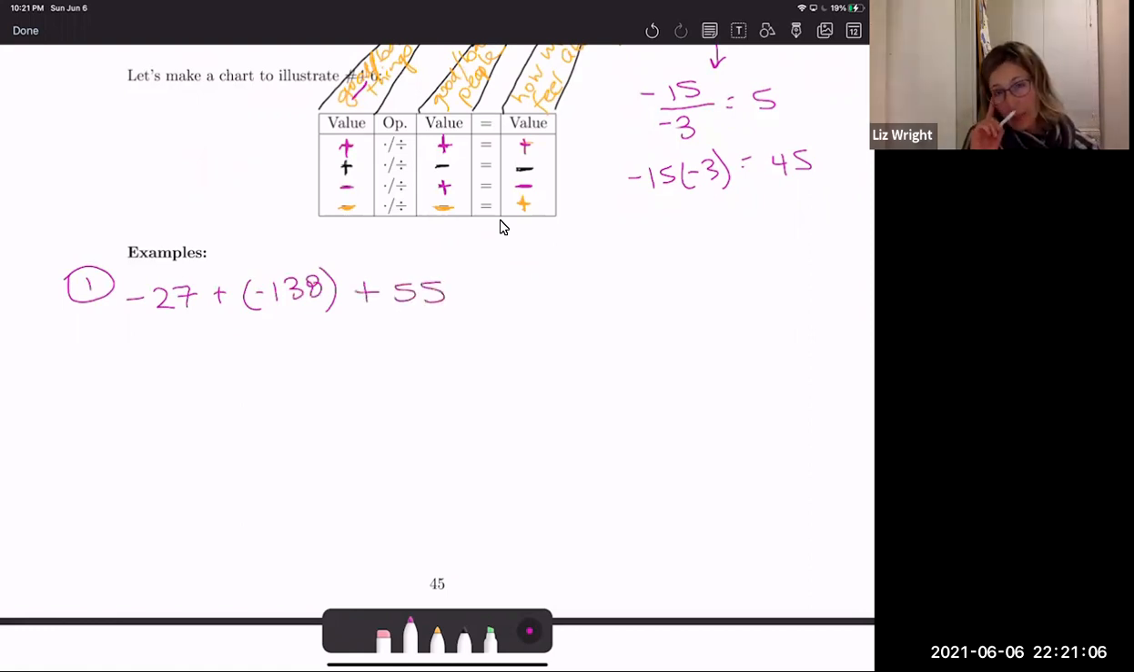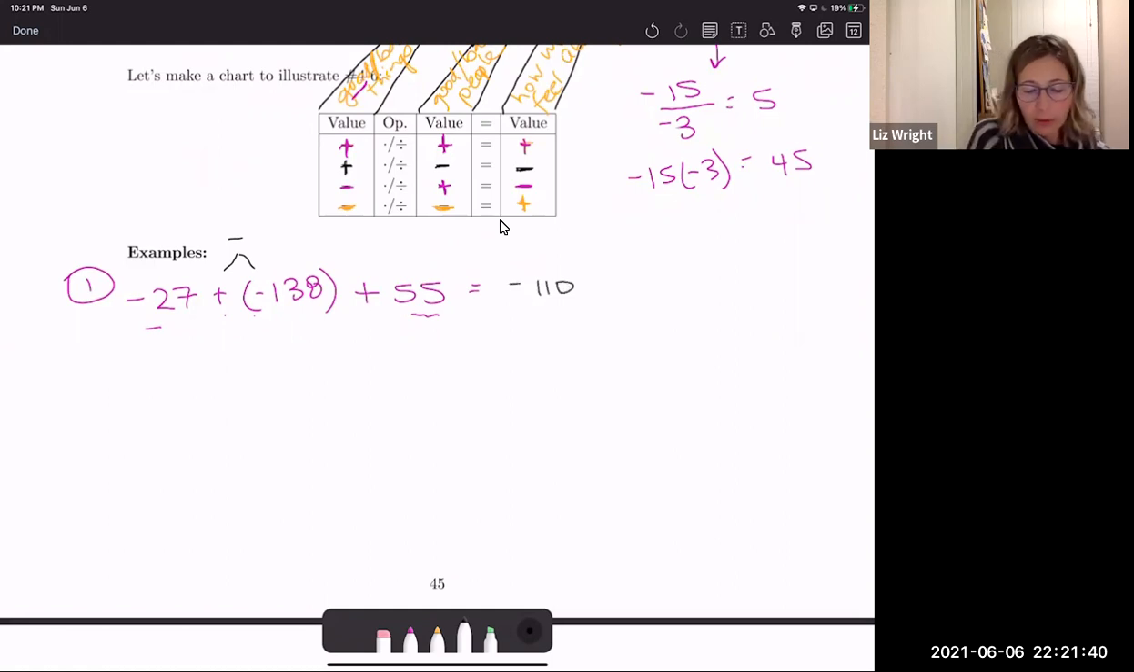And so these honestly become like a calculator exercise for you guys. So you can grab out your calculator, and there's a whole bunch of ways you guys could think about doing this. One way is you could start with your positive, and you could say 55 minus 27, and then adding a negative, that's the same as subtracting. So adding a negative, that's the same as us just saying we're going to subtract. And then it'd be 55 minus 27 minus 138, and you should end up with negative 110.